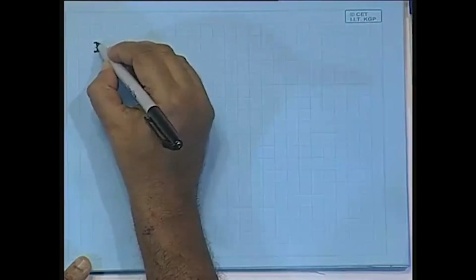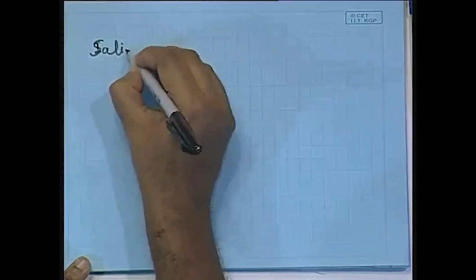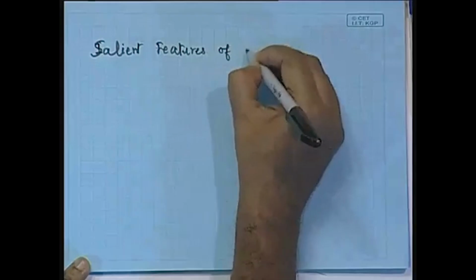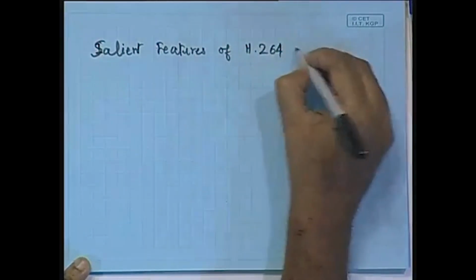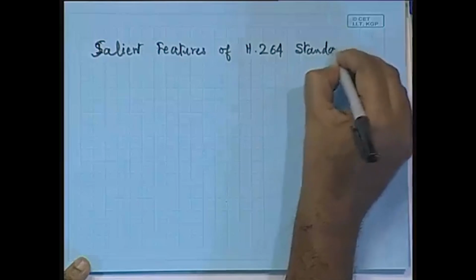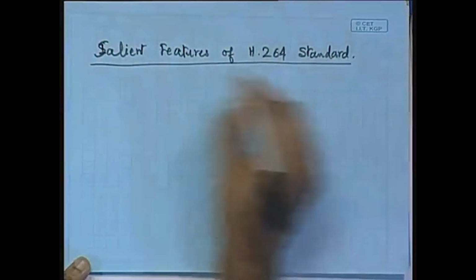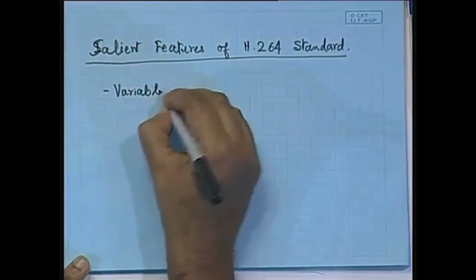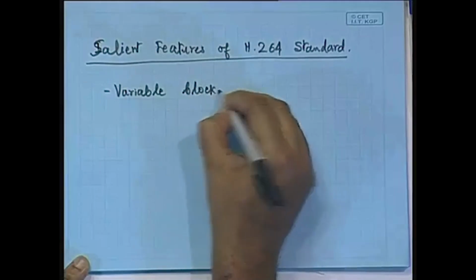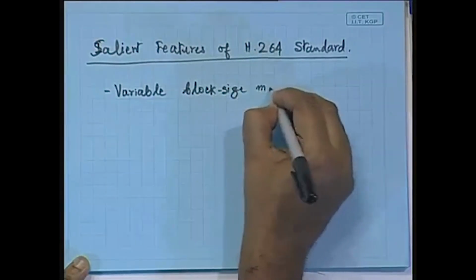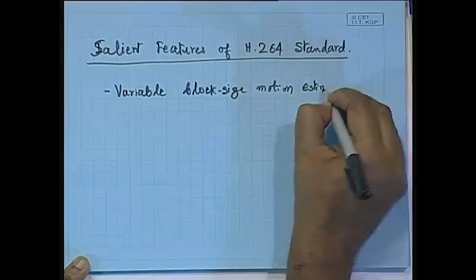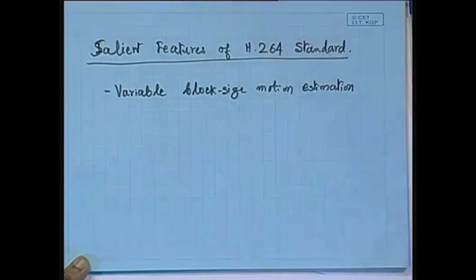So, now the improvement, so the salient features. So, let us list out the salient features of H.264 standard. So, the first is that it has a variable block size motion estimation. Now, this is a very important issue, which I need to elaborate.